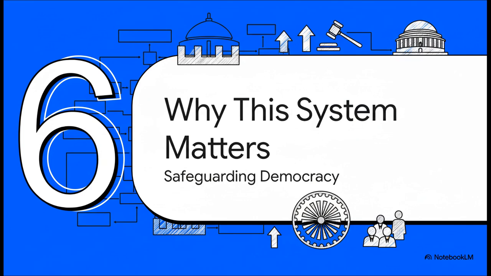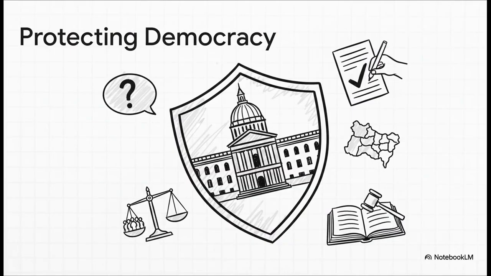So, we've looked at the houses, the players, the umpires. But let's zoom out for a second. Why does this complicated system matter so much? Well, it all boils down to one simple, powerful idea: safeguarding democracy. Every single part of this system is designed for that purpose.